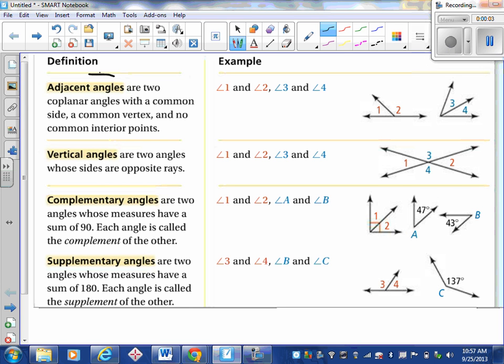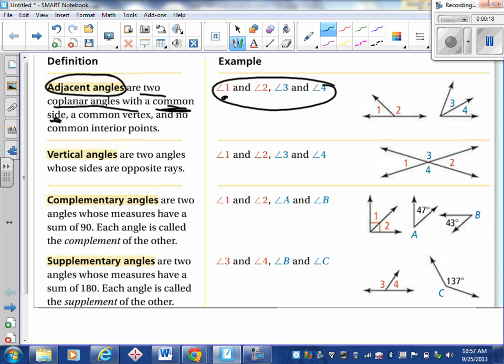Okay, the first thing we want to talk about is adjacent angles. Those are two coplanar angles with a common side. For example, angle 1 and angle 2, these two angles in this picture right here, they share a line, a common side. This line right here makes them adjacent angles.